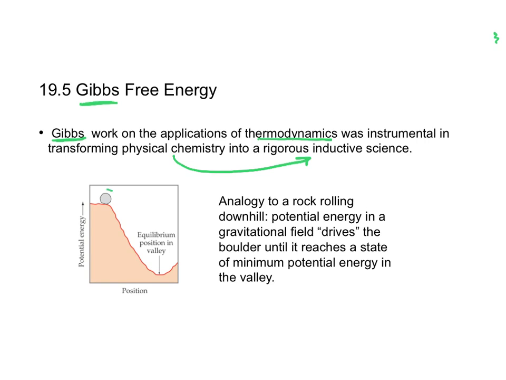Well, we want to imagine that a rock is sitting on the top of a hill and it starts to roll downhill. So I think everyone watching this would say it will stop once it reaches what's called a valley. Well, that's the analogy we want to make for Gibbs free energy. Gravity drives the boulder until it reaches a state of minimum potential energy in the valley.